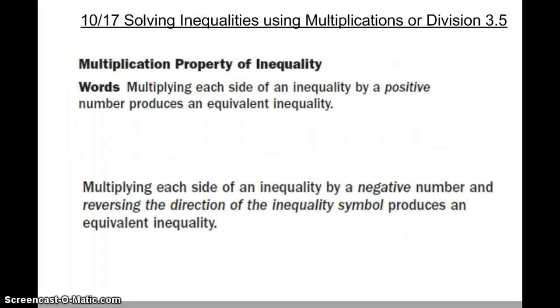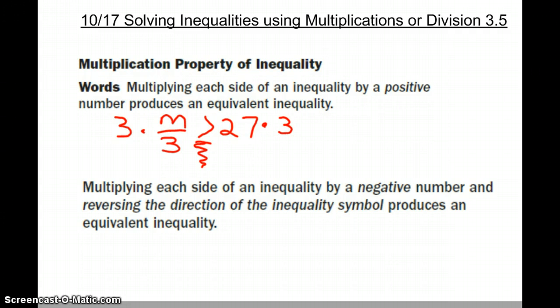Today we're talking about solving inequalities using multiplication or division. This is 3.5 in your textbook. The multiplication property of inequality says that multiplying each side of an inequality by a positive number produces an equivalent inequality. So if we have m divided by 3 greater than 27, if this had been an equal sign, we would have multiplied by 3 on both sides, and we would get that m is greater than 81, leaving the sign in the same direction.